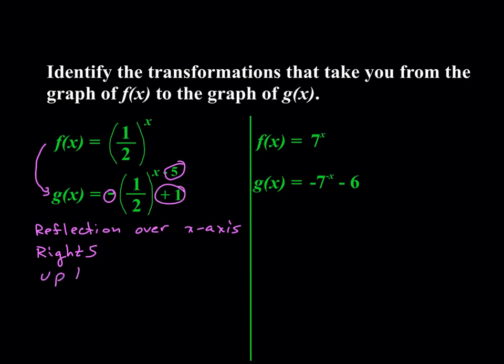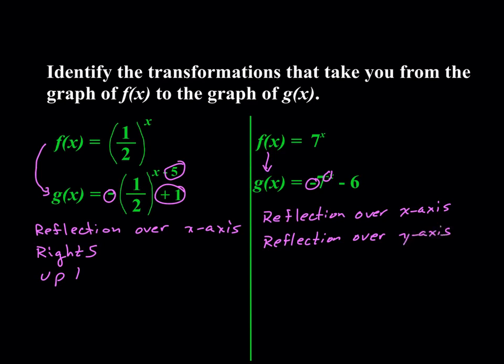1. All right, so now going from f of x to g of x over here, we have a negative, which again is a reflection over the x-axis. But we also have a negative here in the exponent, which is a reflection over the y-axis also. And then we have a shift down 6 units.